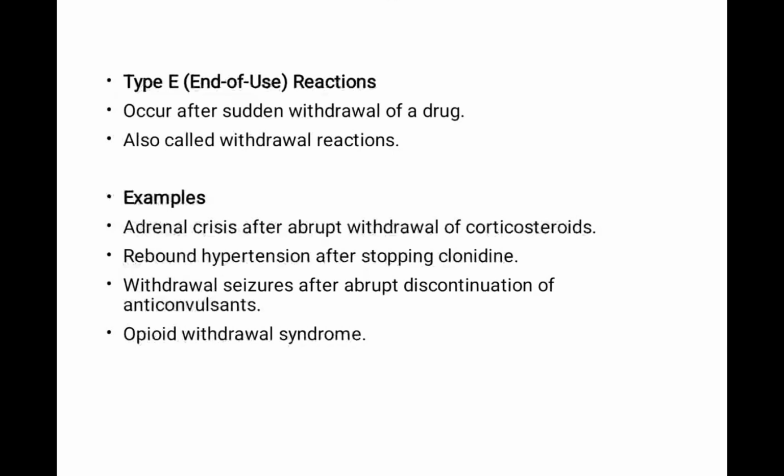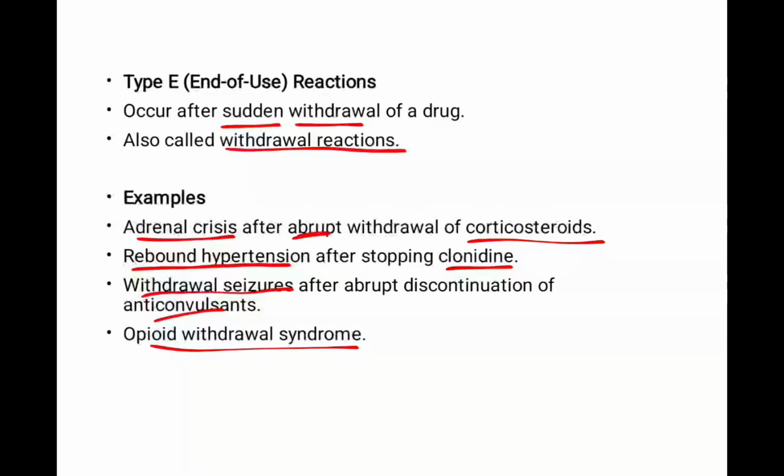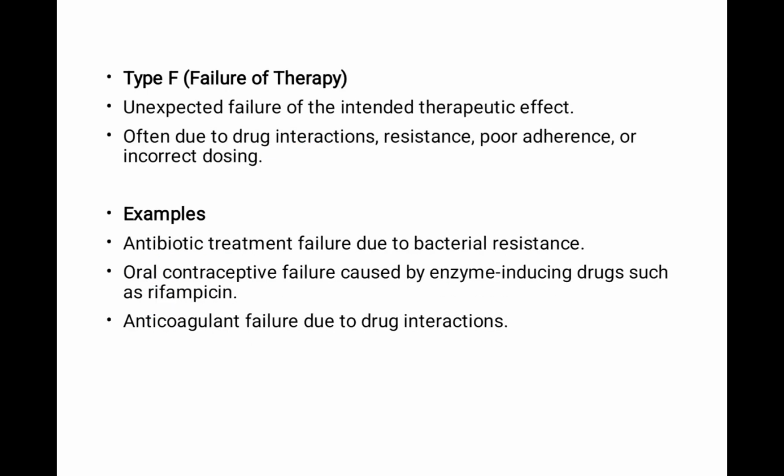We have type E, which is end of use reactions that occur after a sudden withdrawal of a drug, also called withdrawal reactions. Examples: we have adrenal crisis with abrupt withdrawal of corticosteroids. We have rebound hypertension after stopping clonidine. We have withdrawal seizures after abrupt discontinuation of anticonvulsants. Opioid withdrawal syndromes are also examples of end of use reactions.